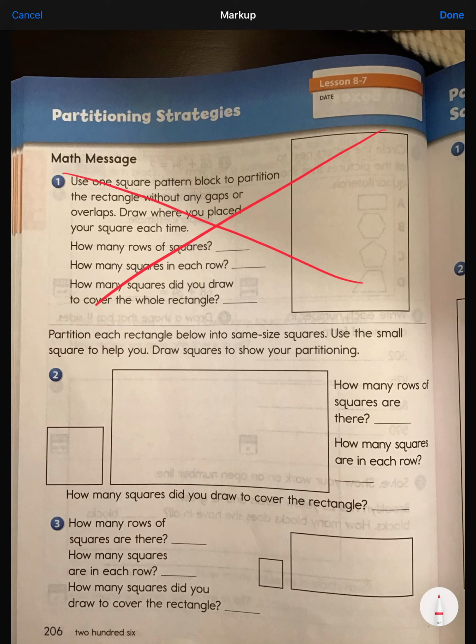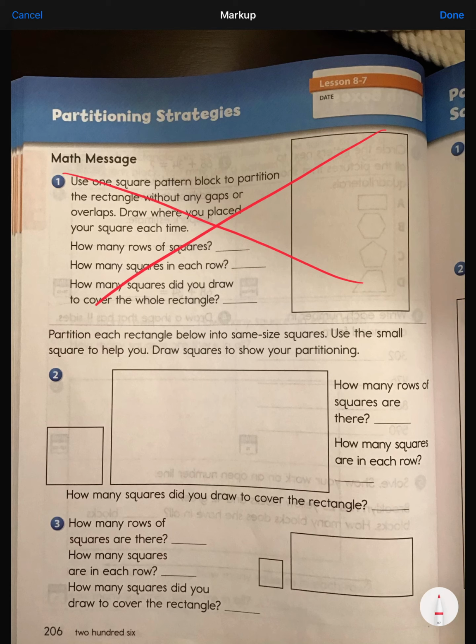But we can do the rest of these because they're giving us new squares to work with. So I'm going to do number 2 with you, and that will help you get started and know what to do for the other problems. So for number 2, it says, partition each rectangle below into same size squares. Use the small square to help you. Draw squares to show your partitioning.